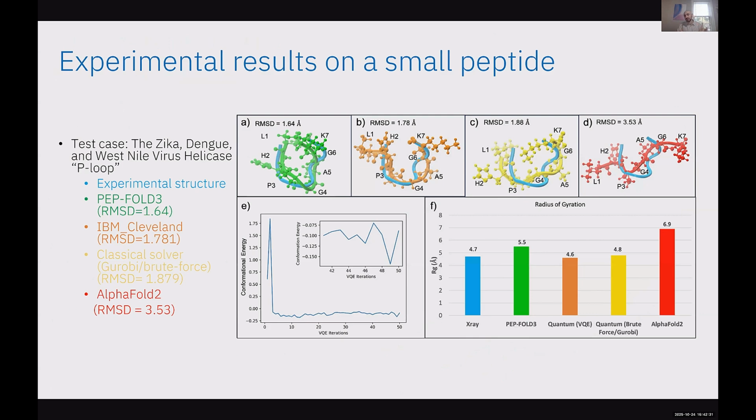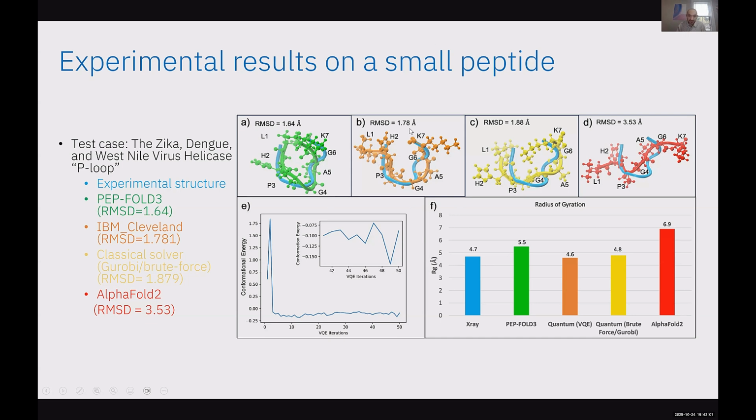And finally, once we established this workflow, we wanted to test it on a small peptide. This is a very small loop of a larger protein sequence, part of the Zika virus, and I think it's maybe 7 amino acids. The blue structure you see here is the experimental loop. This is the catalytic loop of the protein, and then we benchmarked it against different tools.